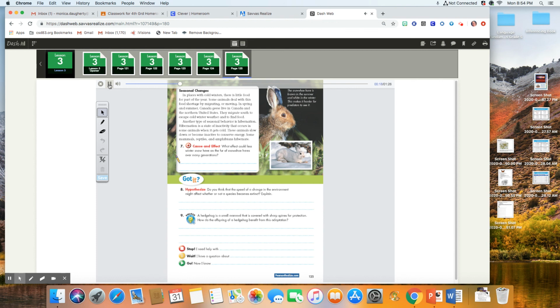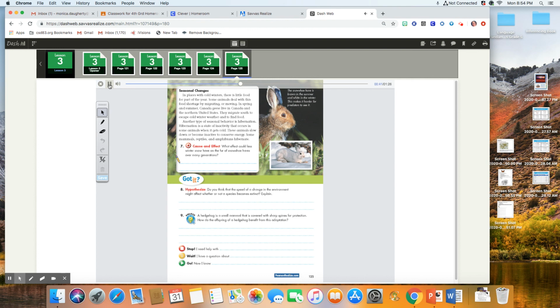Another type of seasonal behavior is hibernation. Hibernation is a state of inactivity that occurs in some animals when it gets cold. These animals slow down or become inactive to conserve energy. Some mammals, reptiles, and amphibians hibernate. The snowshoe hare is brown in the summer and white in the winter. This makes it harder for predators to see it.